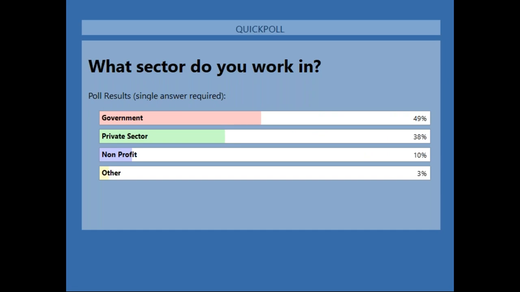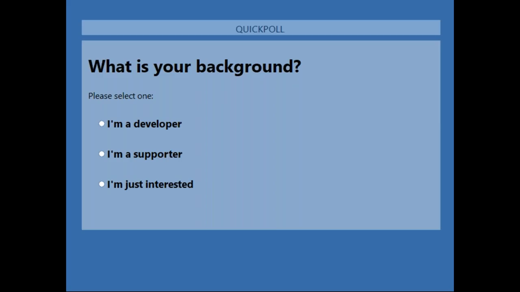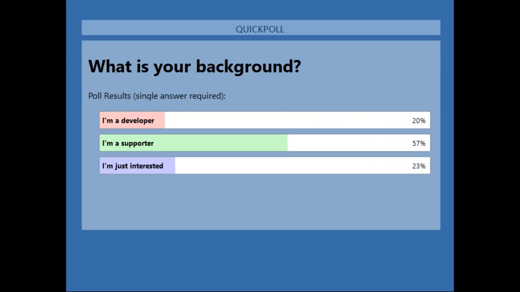The next polling question is, what is your background? Great, thank you. So 20% are developers, 57% are supporters, I guess, of brownfields, and about a quarter of you are just interested in brownfields.